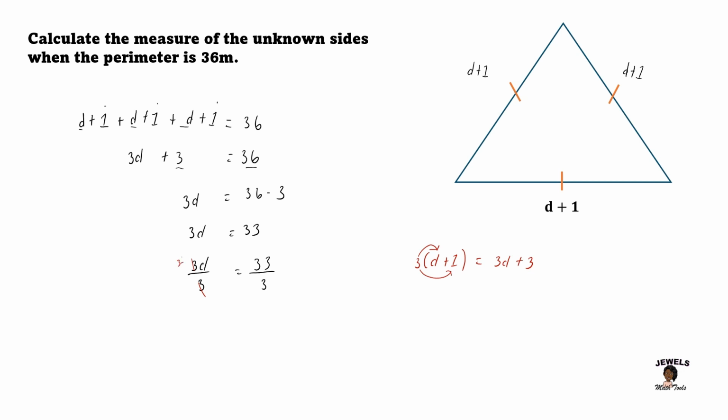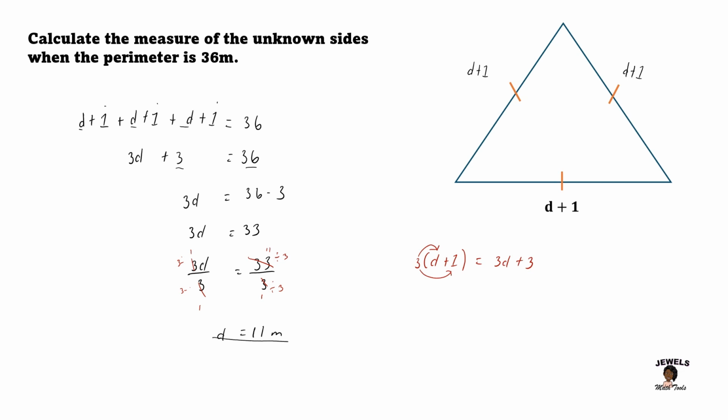So here we're dividing 3 into 3, which will equal 1, and this will leave us with d. And then on the right hand side, I'm also going to be dividing both my numerator and my denominator by 3. And 3 divides into 33 11 times. 3 will divide into itself once. So that means that for this equation, my d is equal to 11 meters.